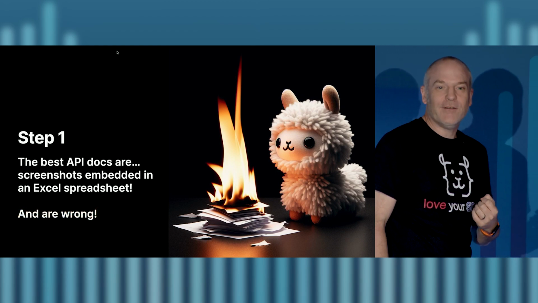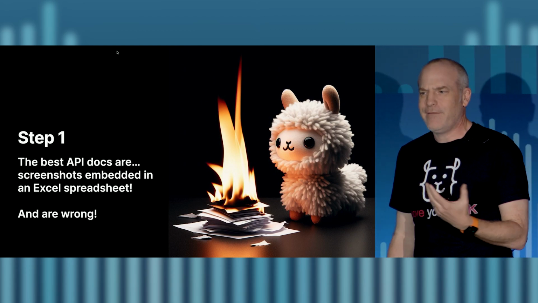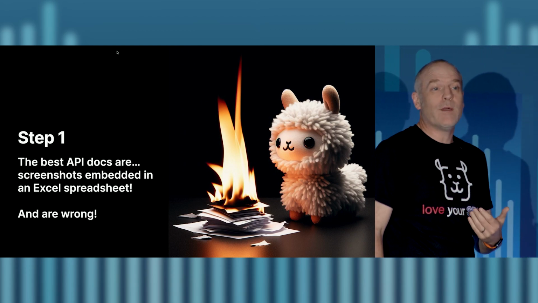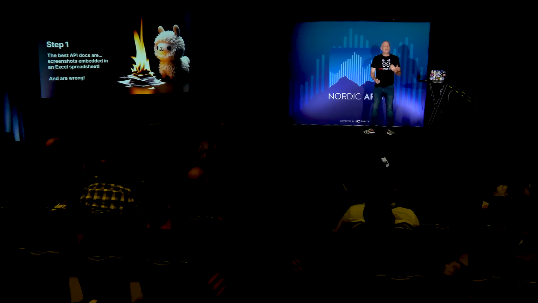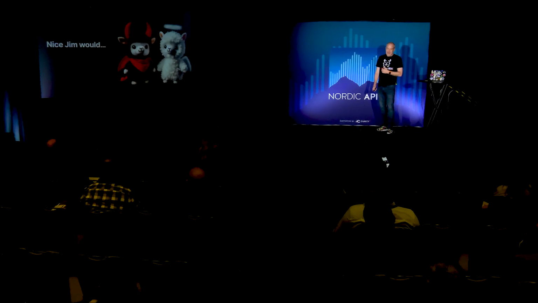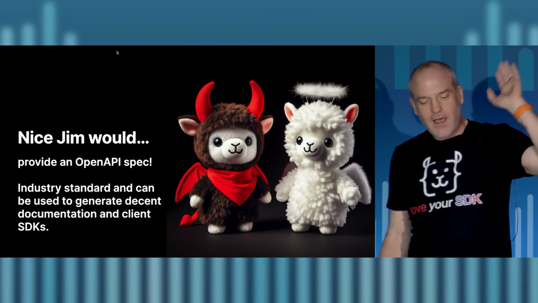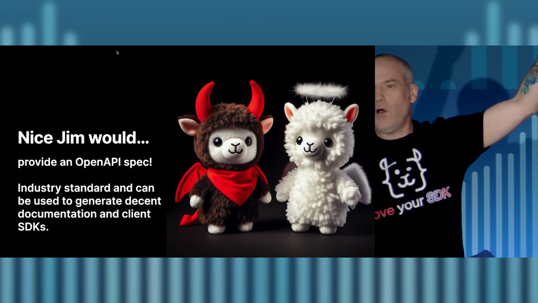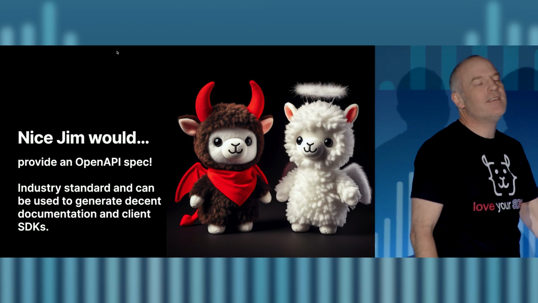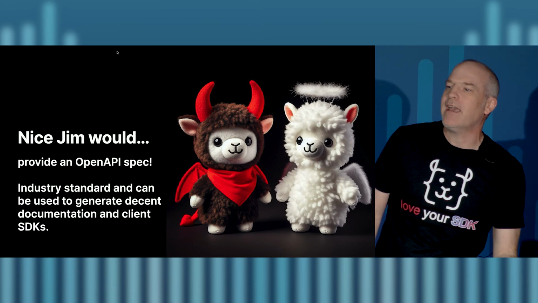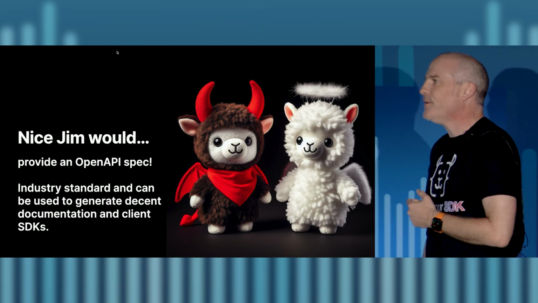And what's even better is to make sure they're wrong. That's what happens when you embed it in a photograph on a spreadsheet, it gets out of date very, very quickly. Literally as soon as the business analyst emails this to the other team, it's going to be wrong. Now, if I was nice, Jim, I would do an Open API spec, wouldn't I? Who here has not heard of Open API? Okay, we all know what Open API specs are. They're industry standard. I can use my Open API spec to generate my client SDK. I can use it to generate API documentation. So a nice person would do an Open API spec.